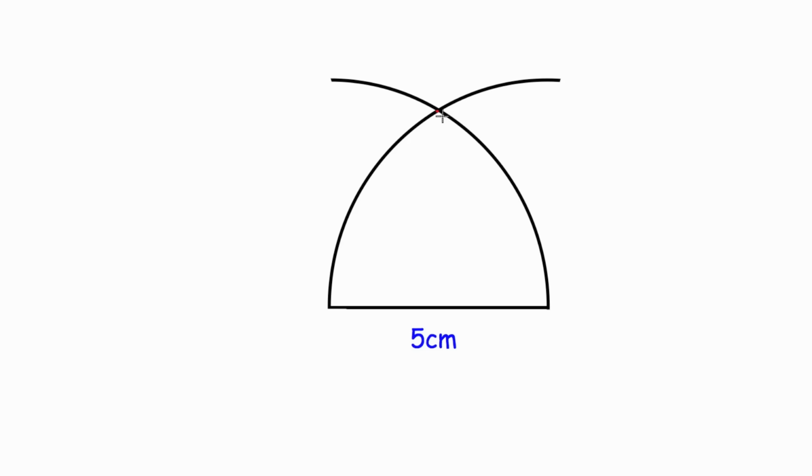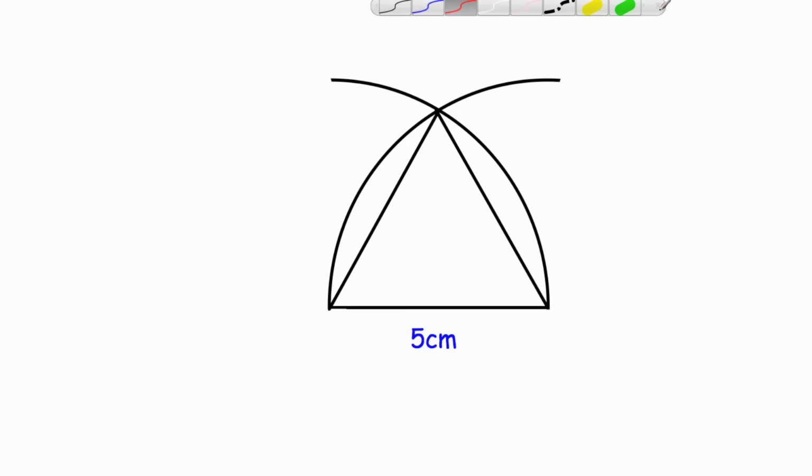So if we get a ruler and pencil and join them up like so, there and there, that will be an equilateral triangle. So it'll be a triangle where the sides are 5 centimeters. So that's 5 centimeters, that's 5 centimeters, and that's 5 centimeters. And also the angles will be 60 degrees. So that'll be 60 degrees, that'll be 60 degrees, that'll be 60 degrees, and that's it.